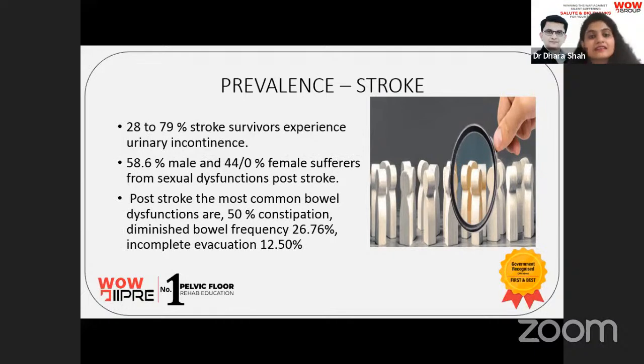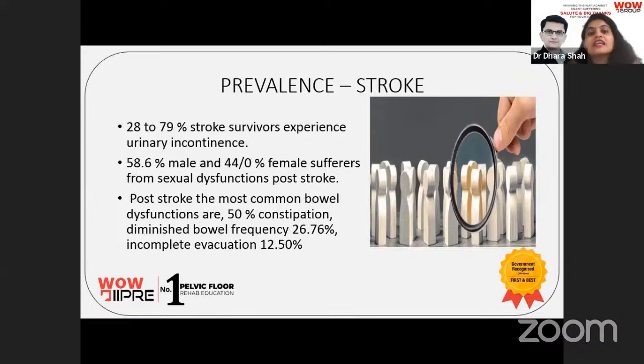Why? Because of the statistics which are seen on your screen. So these are the studies which have been done. I have presented the references at the end of the slides. So stroke survivors, 28 to 79% of them, experience urinary incontinence.